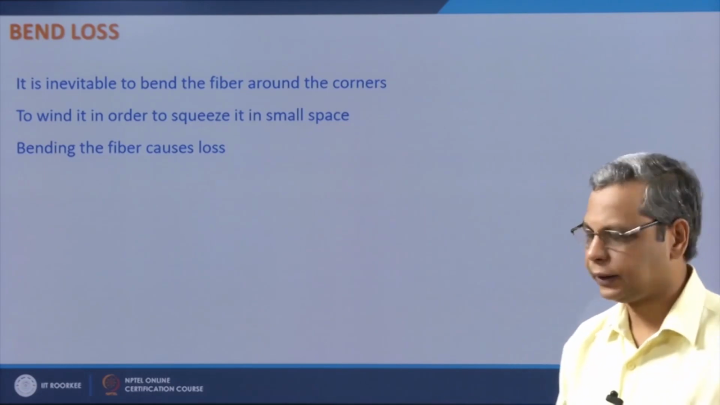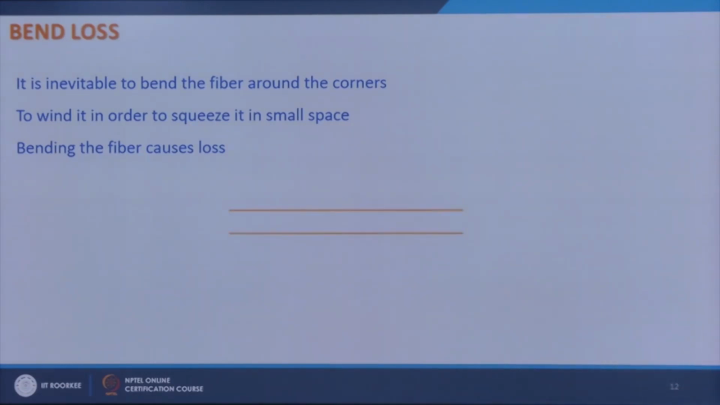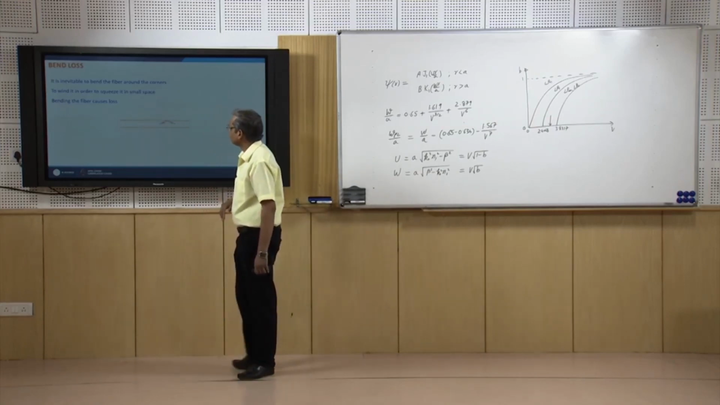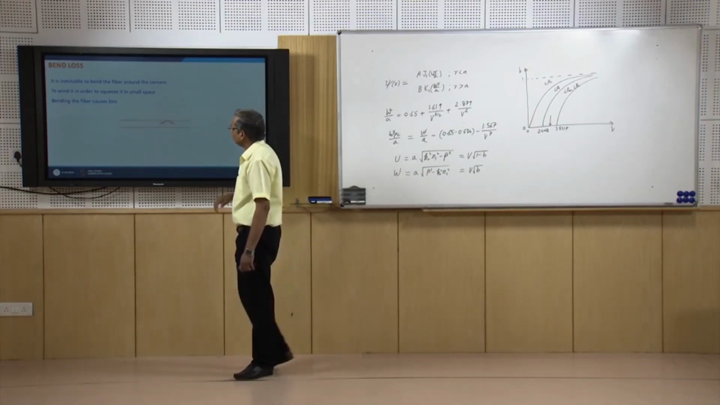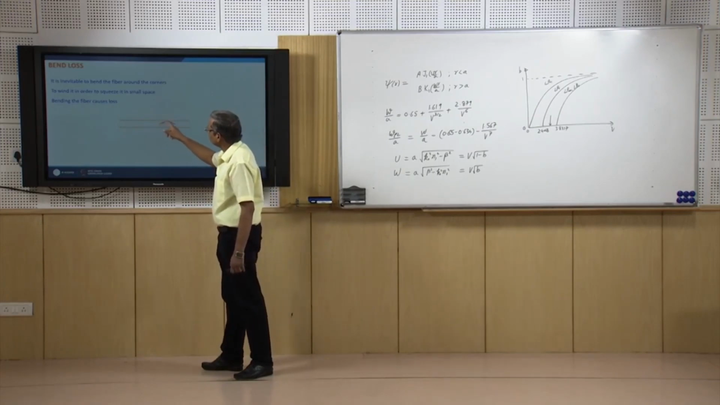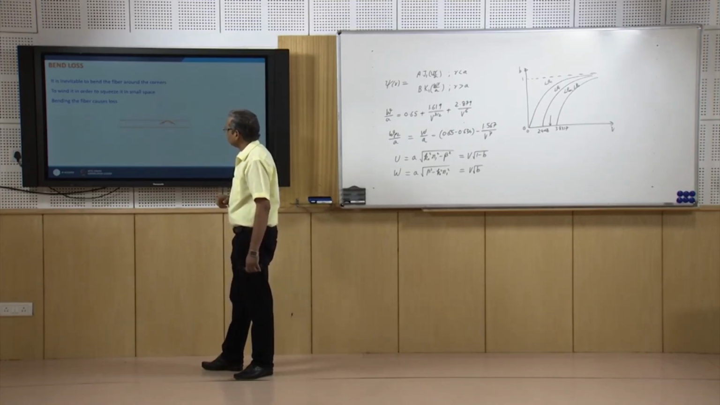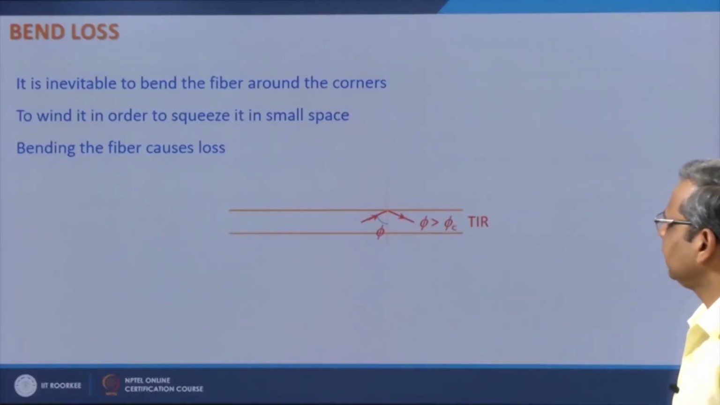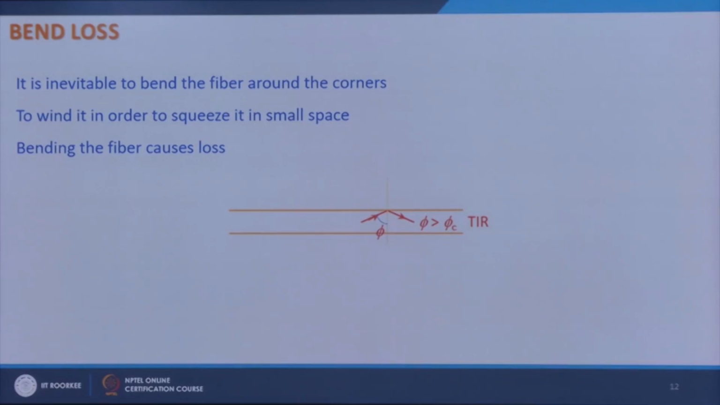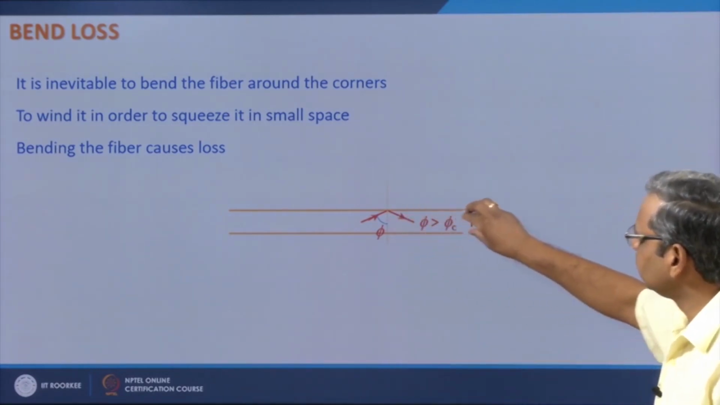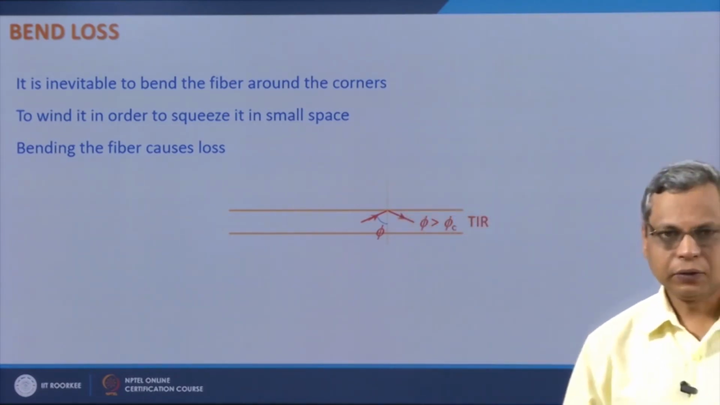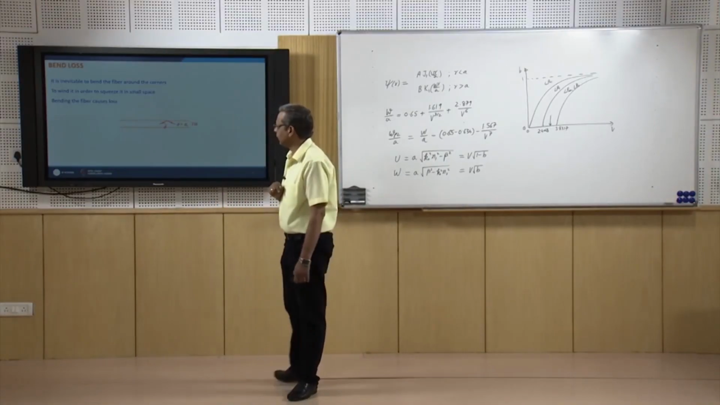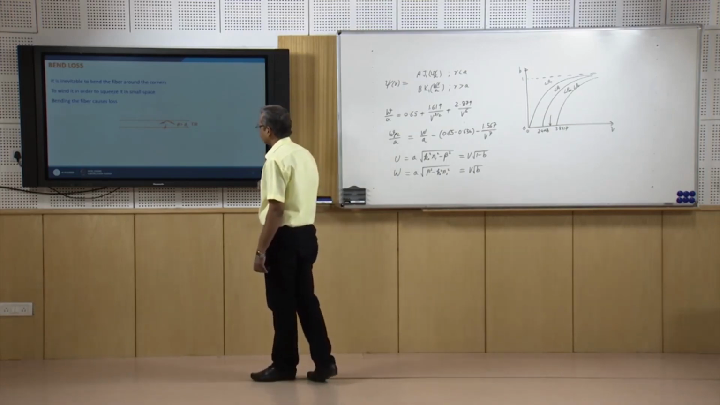Let us study that. If I have a straight fiber, this is the core and this is the cladding, then I know that if I launch a wave like this, and this angle is greater than the critical angle, then there would be total internal reflection and most of the power will remain in the core. A large amount of power will remain in the core and very little power will extend into the cladding.